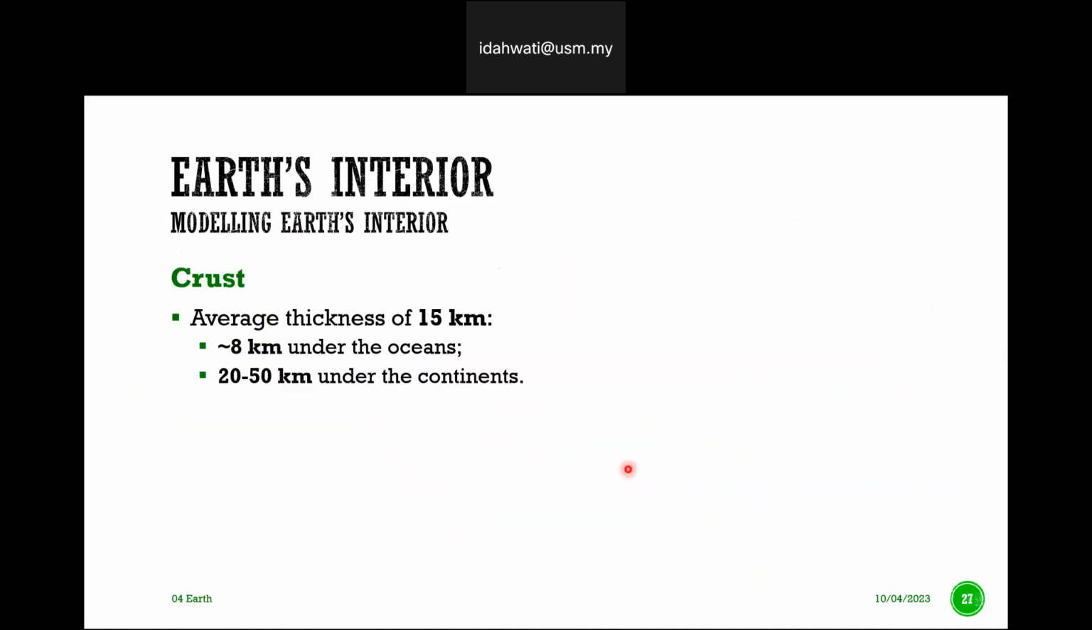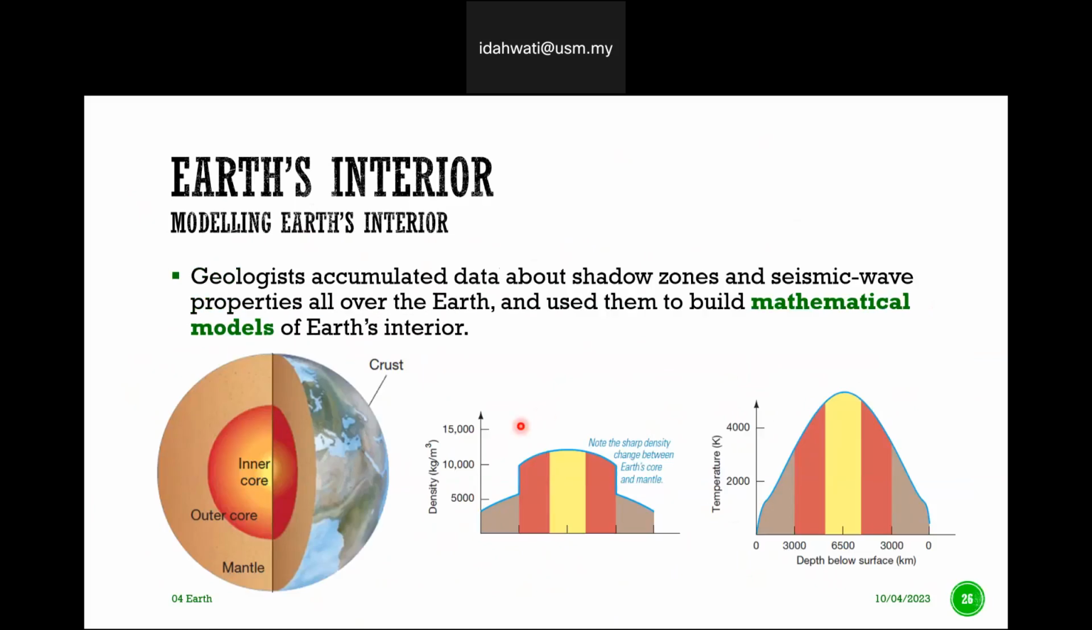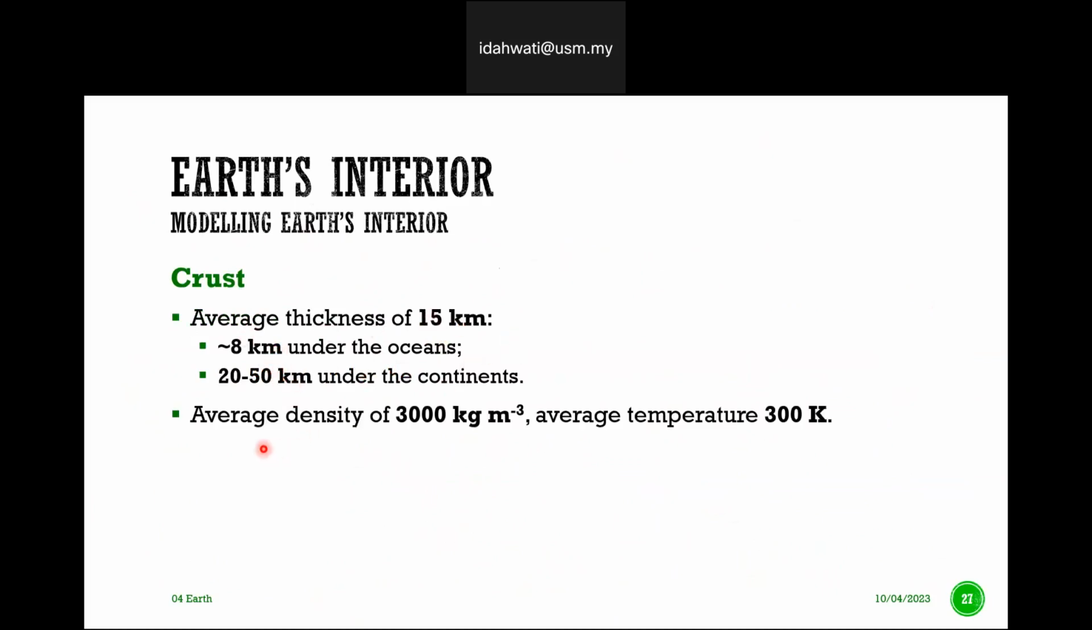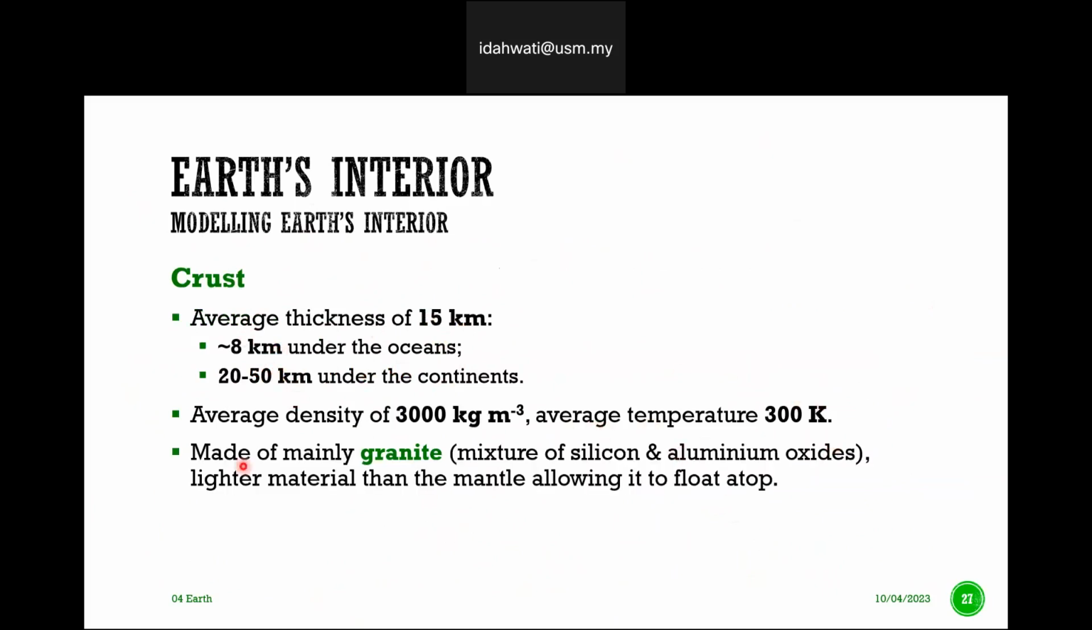Okay, so we go to the crust here. The crust has an average thickness of 15 kilometers, an average density of 3,000, and an average temperature of 300 Kelvin. It is made mainly of granite. Granite is a mixture of silicon and aluminum oxides. It is a lighter material than the mantle, allowing it to float atop.